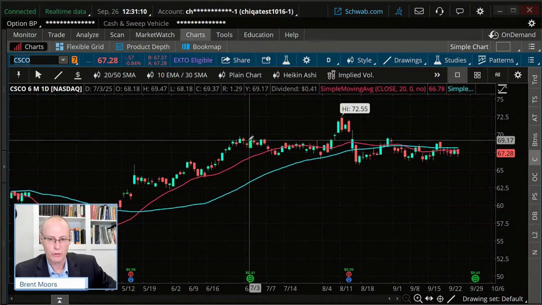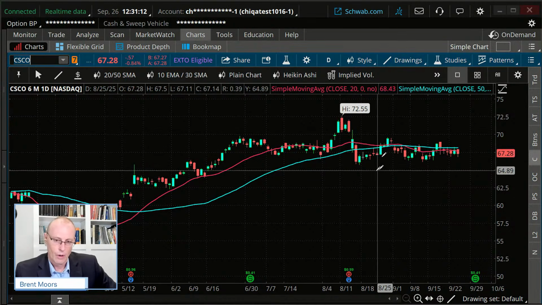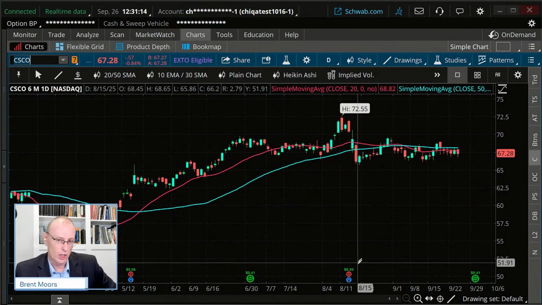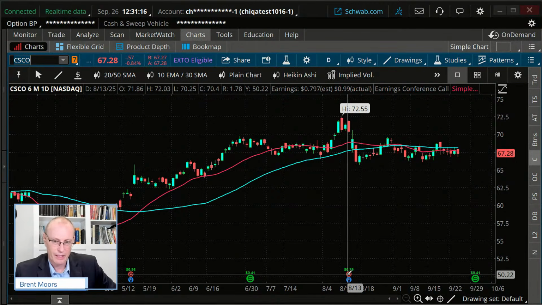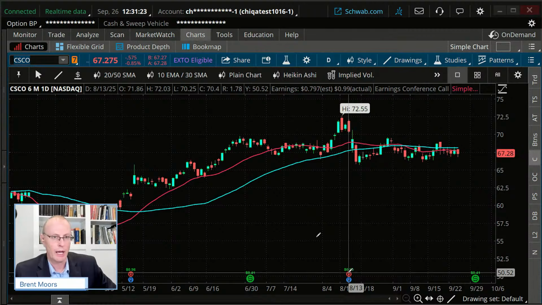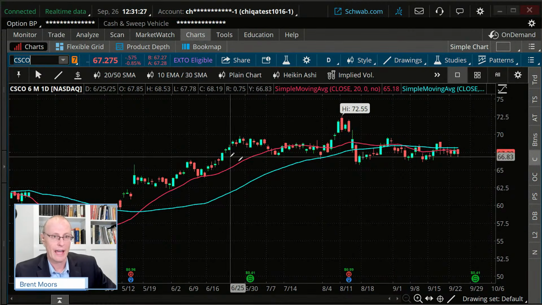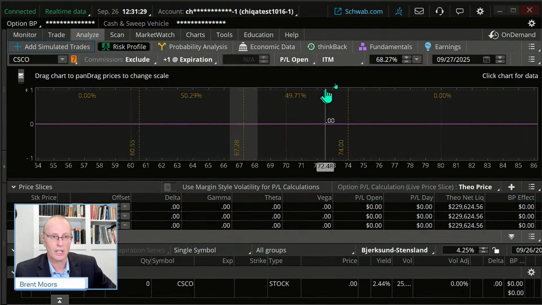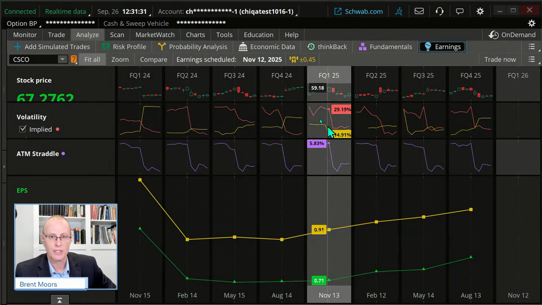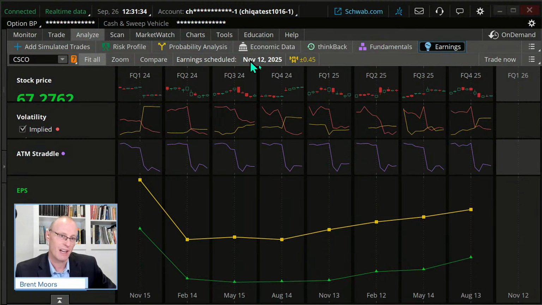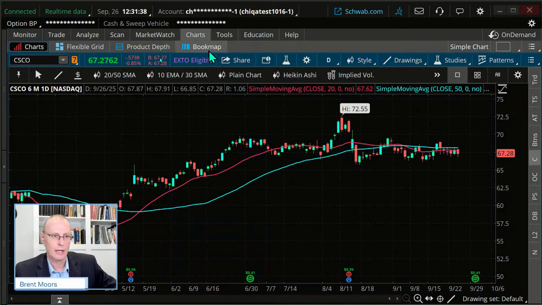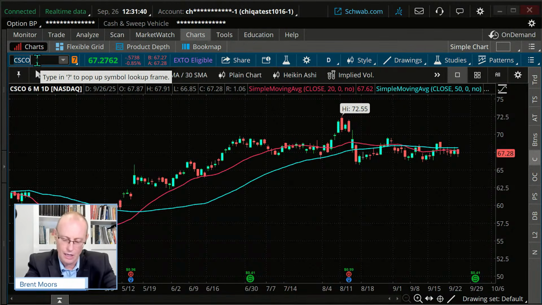You can always think through earnings. When's earnings coming out? We had them on 8/13. Now, if you want to see where earnings is, you can always go to the Analyze tab. You can go to Earnings, and you can see, earnings November 12th. And I just want to compare that. November 12th, that's out a little ways.